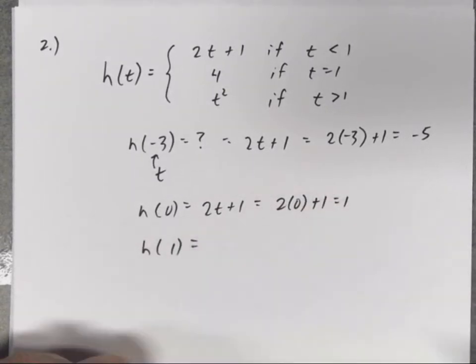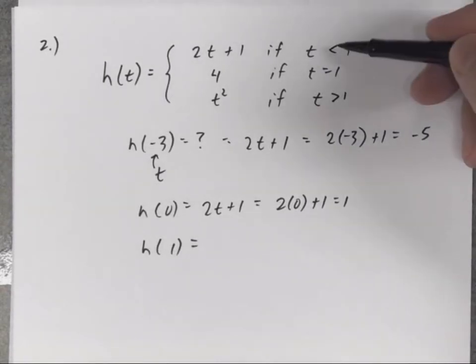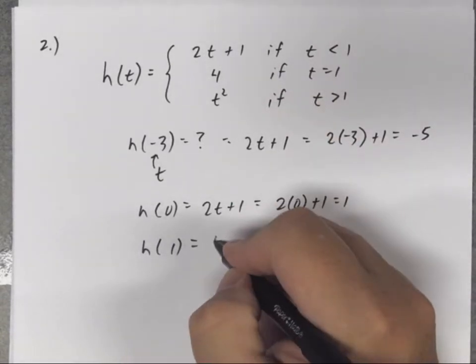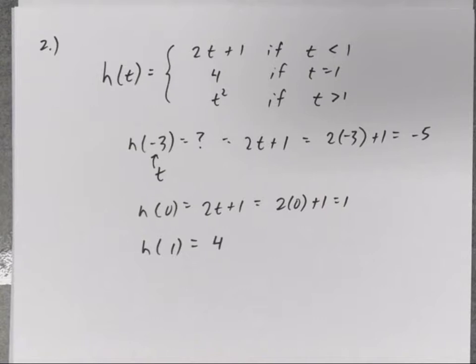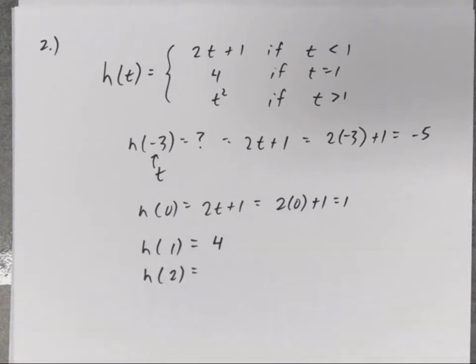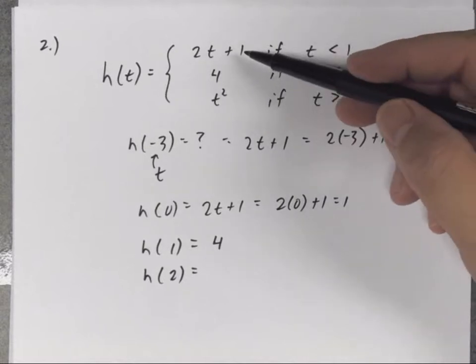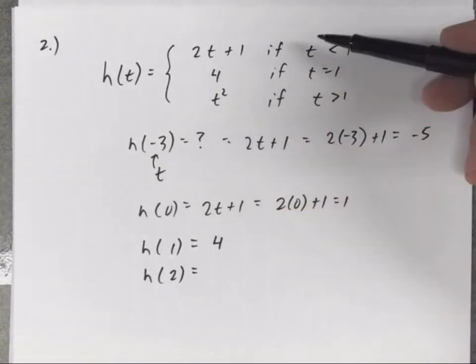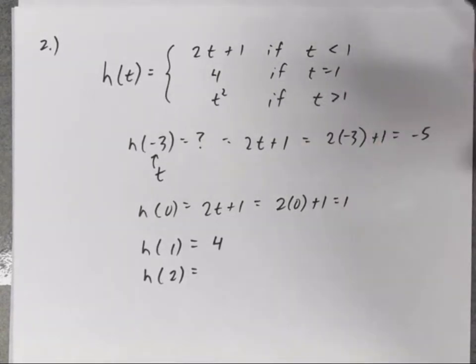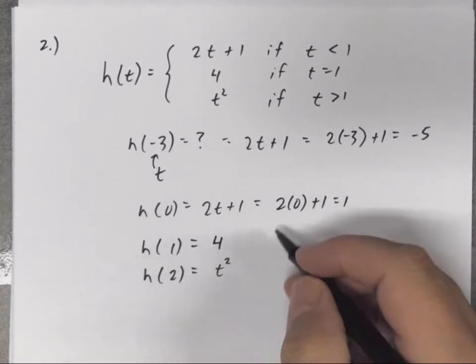A couple more, h of 1. So when t is 1, which expression do I use? Well, this one is when t is less than 1, but then the second one says when t equals 1. So it looks like there's really no math to do. It's always just a constant. It's always just 4. And then the last one, h of 2. Once again, first step, go figure out which equation I should use. So when t is 2, looks like it's this last one because this says when t is greater than 1. This is the expression.